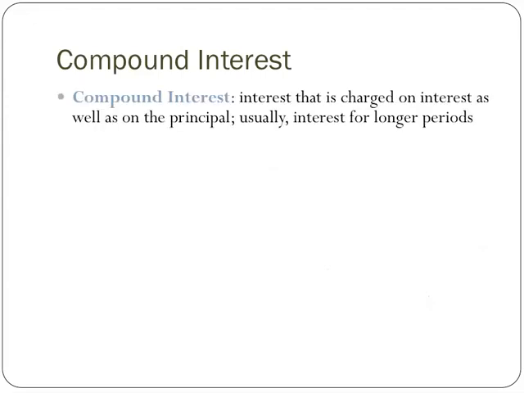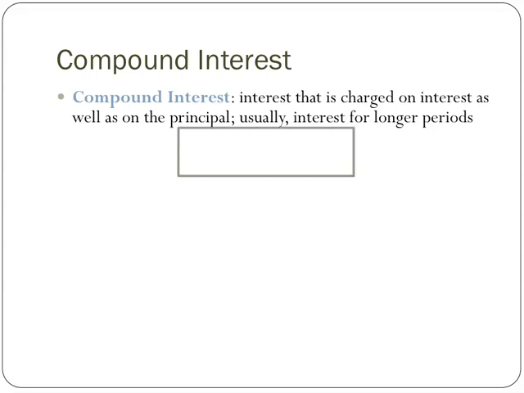Now that we've talked about simple interest, let's talk about compound interest. So compound interest is interest that is charged on interest as well as on the principal. So typically, this is talking about interest for longer periods of time. Now, what does this actually mean, and how is it different from simple interest? Simple interest is interest that's only charged on the amount that's borrowed. So for example, you borrowed $5,000, I'm going to charge you interest on that $5,000. Compound interest, as the name suggests, is charging you for interest not only on the principal, but also the interest that hasn't been paid back yet.